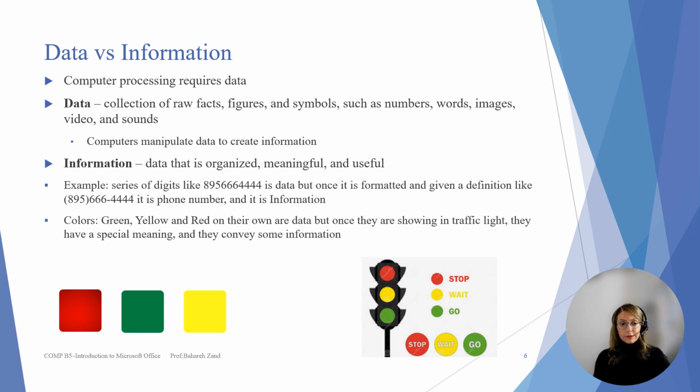Another good example of this could be looking at some raw data or some digits next to each other. 89566644444. It doesn't have any meaning on its own. But once it is put in this format, then you can realize this is a phone number with an area code, 895-666-4444. Then all these raw numbers now have a meaning and it is information for you.